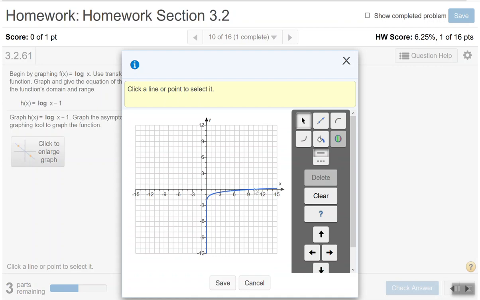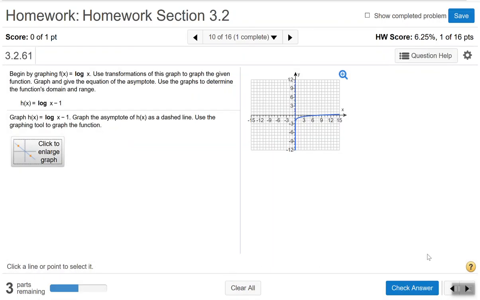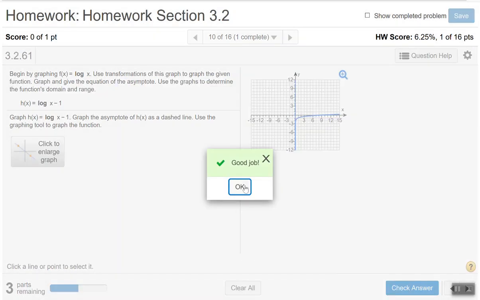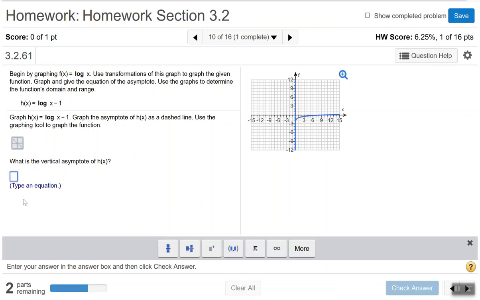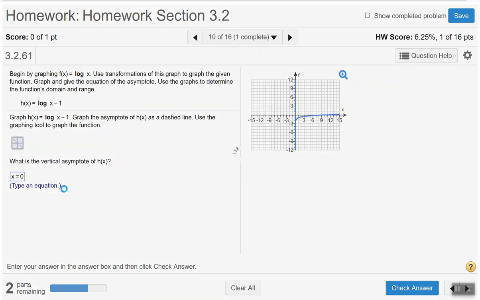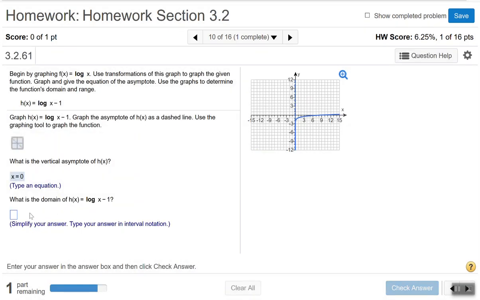Okay, click here. There's my blue line. We also need to graph the vertical asymptote. So click on my line tool, click on the dash tool, and plot a couple of points. Remember your vertical asymptote, if you don't have a right or left shift, is going to be x equals 0, or the y-axis. So plot a couple of points to save that. Check it, and we're good. Type in your vertical asymptote as an equation, so the line x equals 0, since we did not shift left or right.